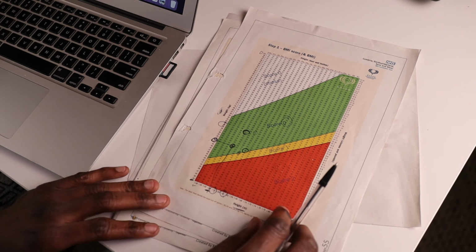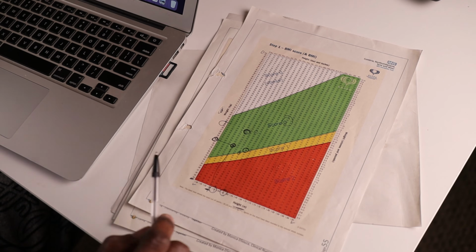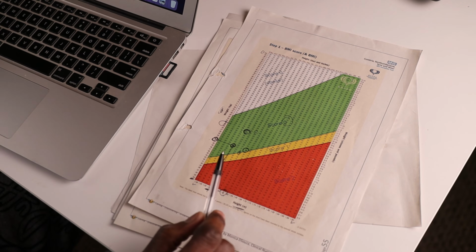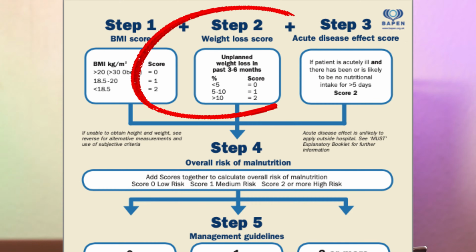And then I'm going to give a scenario, and we'll use that to solve it, so don't be so much bothered about it. So that is that for step 1. Now let's go to step 2. When you look at step 2, it says weight loss score. As you can see, they've given you, if it is in percentage and it is less than 5%, the score you allocate for that is 0. If it is between 5 and 10, the score you allocate for that is 1.